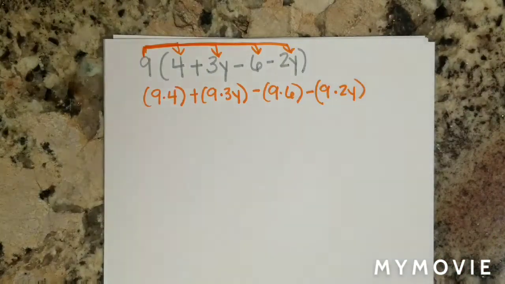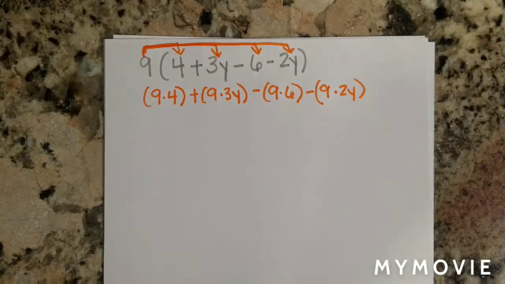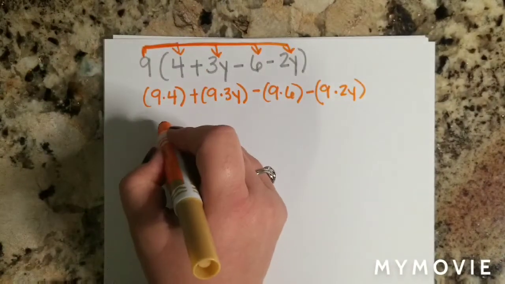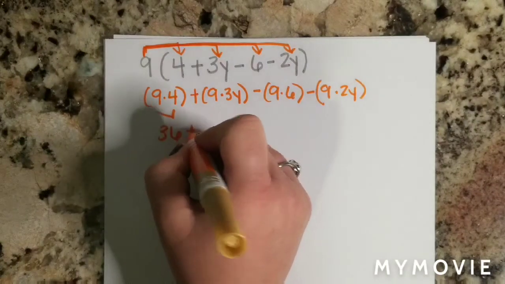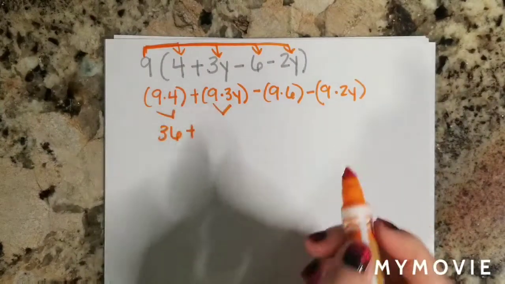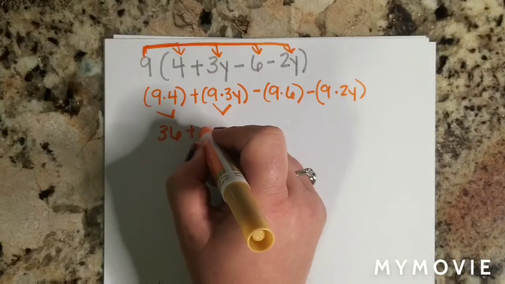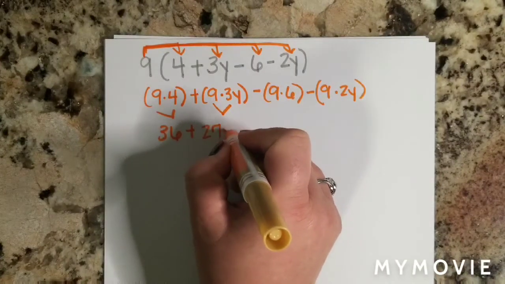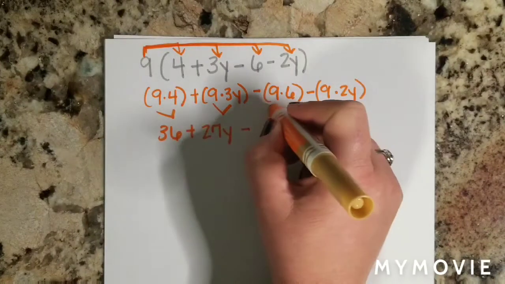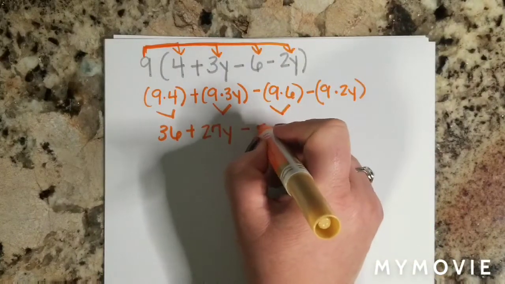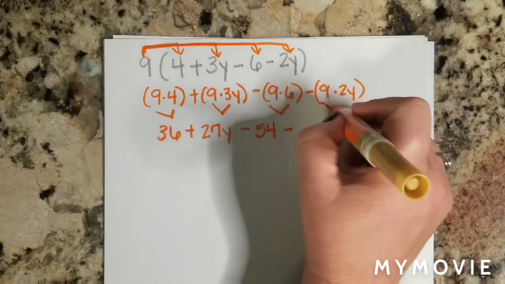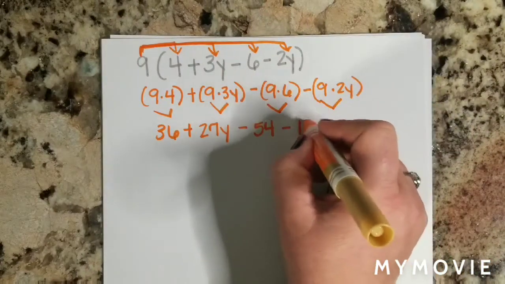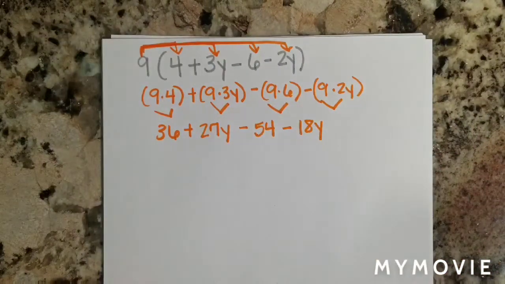Okay, now we can simplify this even further. We could say 9 times 4 is 36. Bring down your plus sign. 9 times 3y is 27y. Bring down your minus sign. 9 times 6 is 54. Bring down your minus sign. And 9 times 2y is 18y.